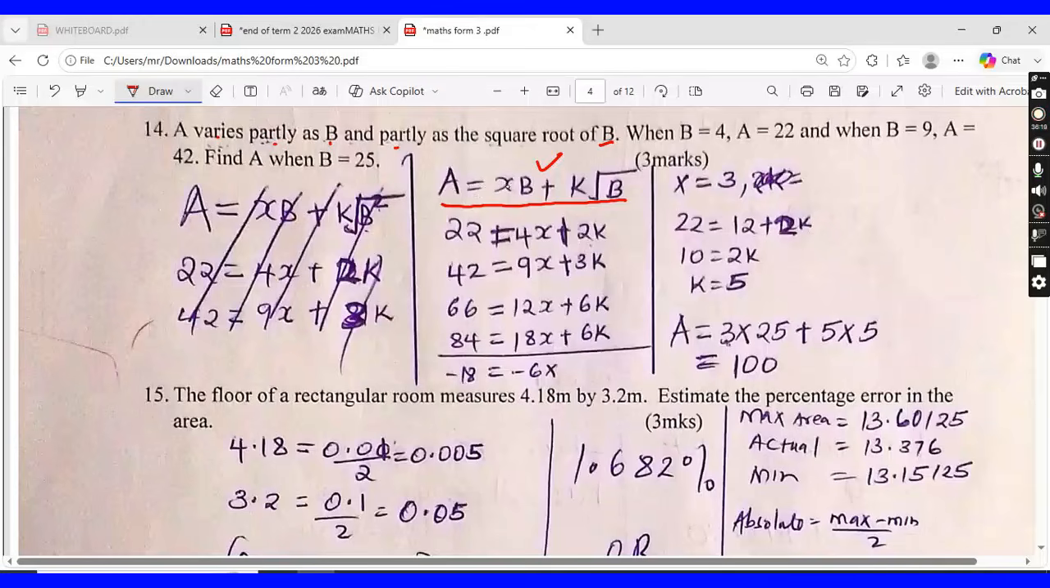Now, once you have written this, when a is 4, you substitute: b is 4, so 4 times x is 4x. Then the square root of b is 2. Then you solve the simultaneous equations, you find that k is 5, then the value of x is 3. After that, the question was find a when b is 25. You simply substitute and you get your answer.